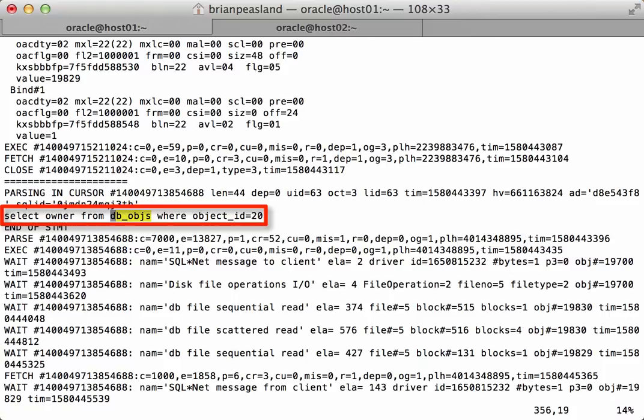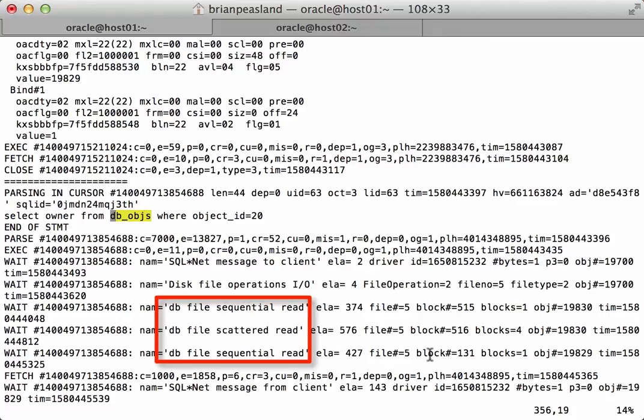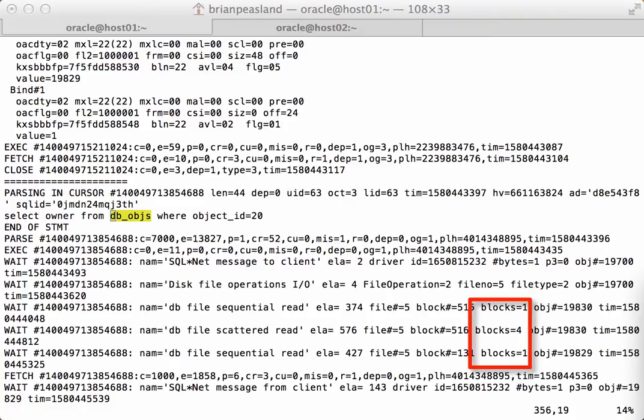This is my raw trace file. And here is my SQL statement that I had executed. And we can see in here a DB file sequential read, a DB file scattered read, and a DB file sequential read, all on file 5 with a couple of different block numbers. Block 515, block 516, and block 131. Okay? We can see the DB file sequential read read 1 block, then the DB file scattered read read 4 blocks, and then the DB file sequential read read 1 block.